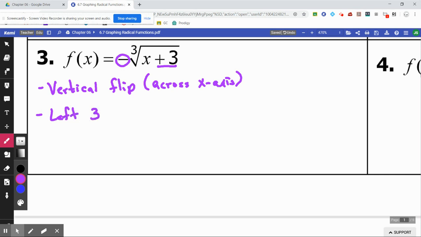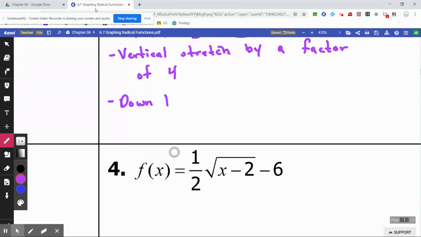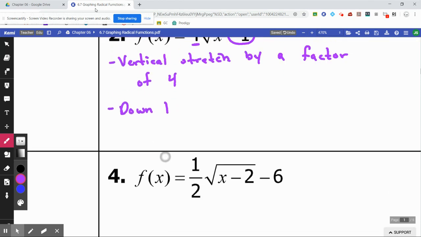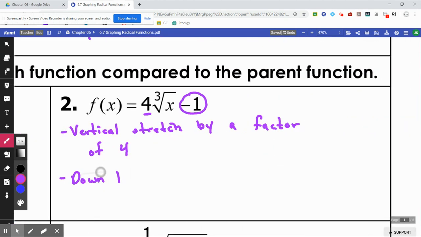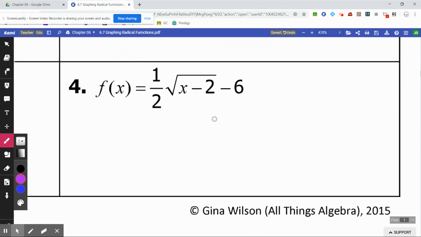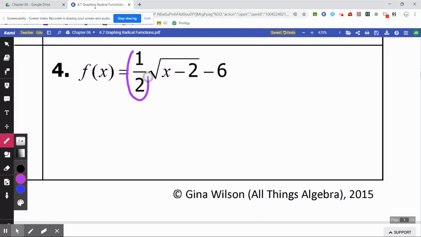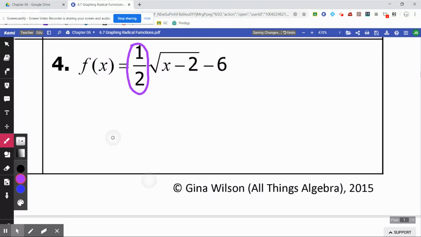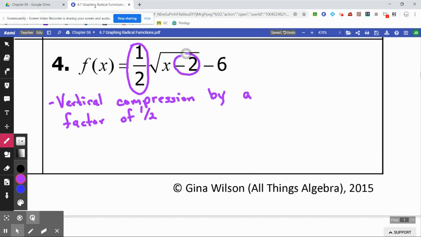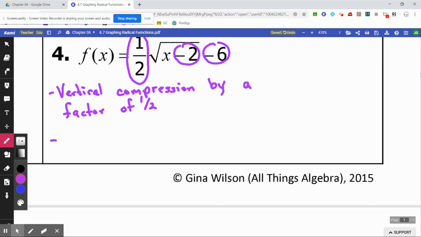And I do want to point out here that your parent function on this one is actually the cube root of x graph. Number 4, and I believe number 2 is also a cube root of x. I don't think we have to identify the parent function. But number 4, all stretches and compressions first, so this 1/2 is being multiplied by the entire function, so that would be a vertical compression by a factor of 1/2, since it's smaller than 1. And then there's no negatives, but you do have some minuses here and here. The -2 on the inside with the x is going to move your graph right 2 units. And then the -6 at the end is going to move your graph down 6 units.